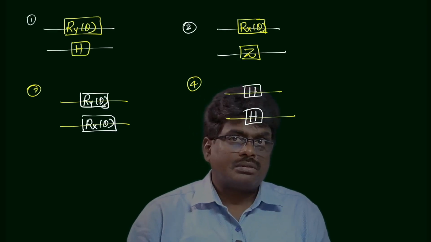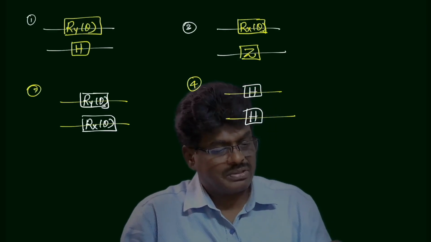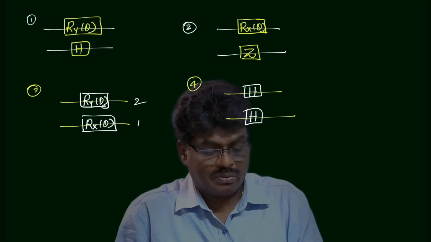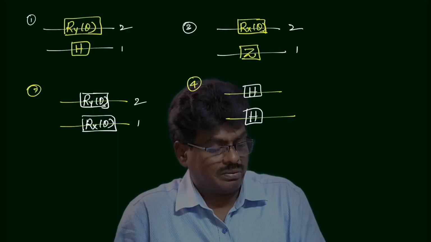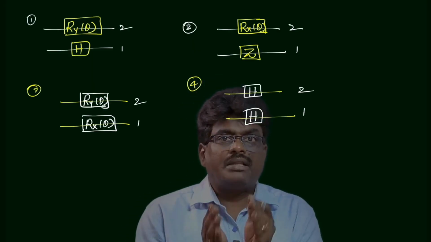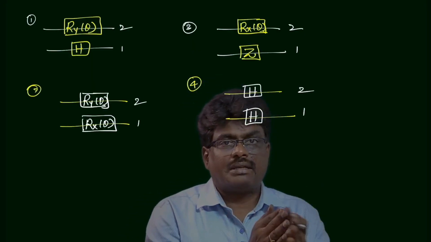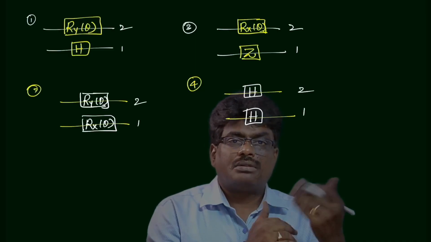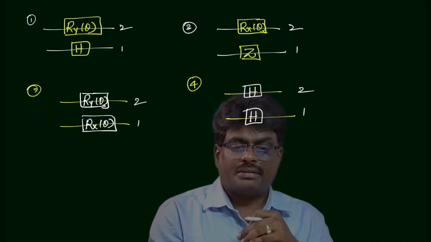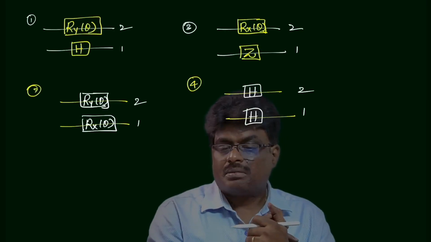Okay, so these are four examples. I request you please try and start like this: 1 2, 1 2, 1 2, 1 2, and write the operations first, and then take the initial state and proceed. Okay, if you are facing any trouble, please inform.